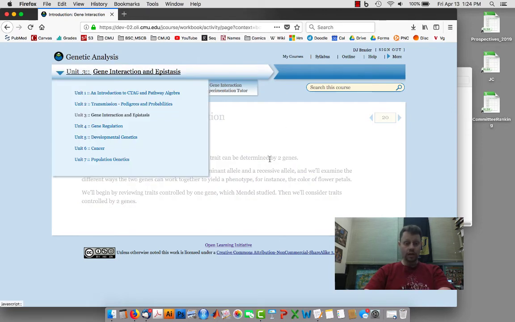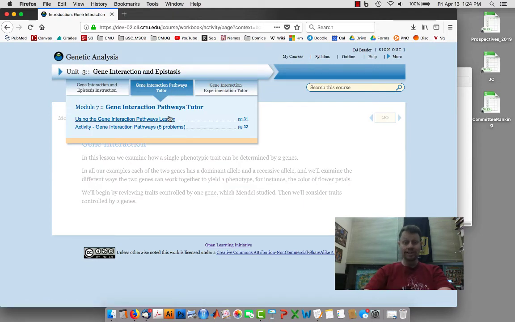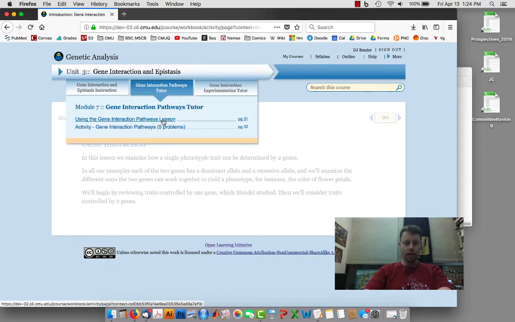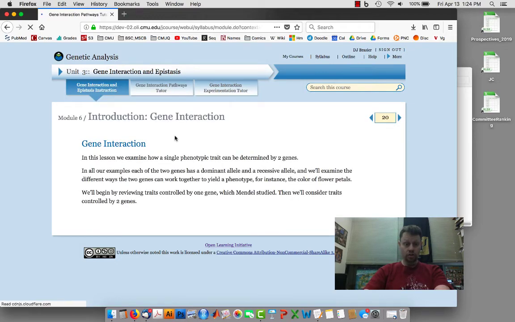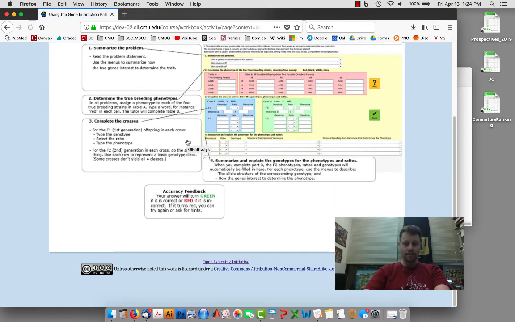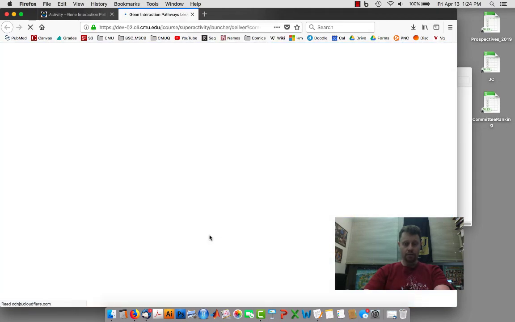Once you have finished reading all of that, there are two different lessons, two different tutors, one with 5 problems and another with 6 problems. So I'll skip ahead, even though I should have read all of this instruction here, to the gene interaction tutor, and then get a brief recap of some of the main things to be looking for, what the screen's going to look like, before I then jump into these 5 problems.